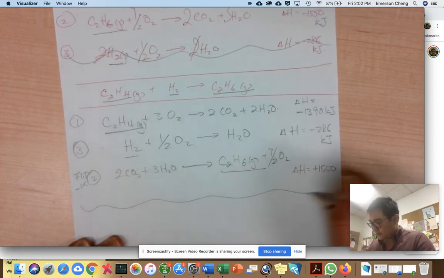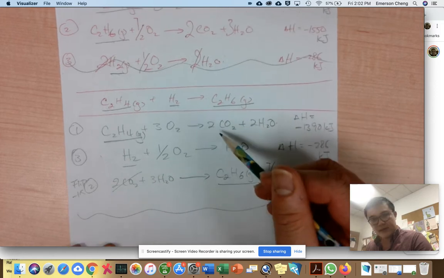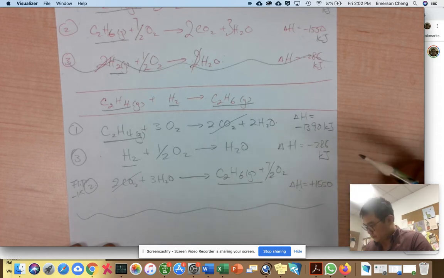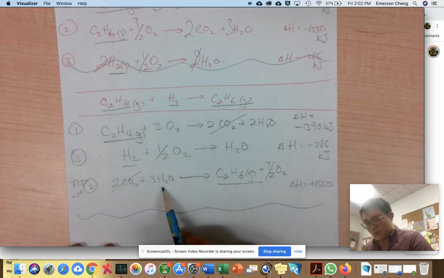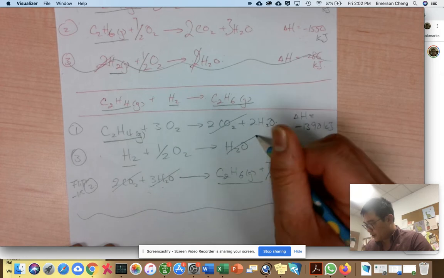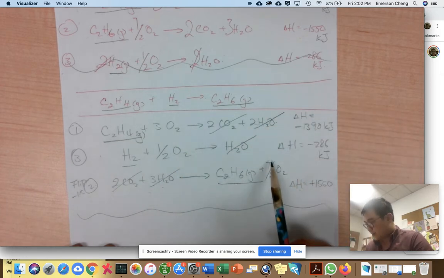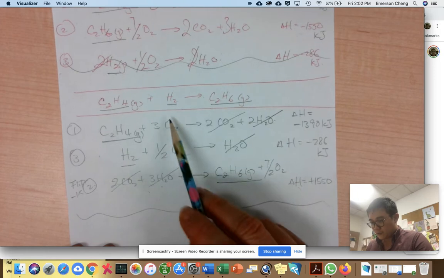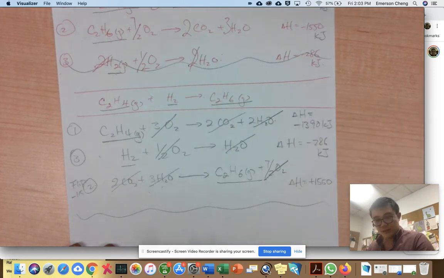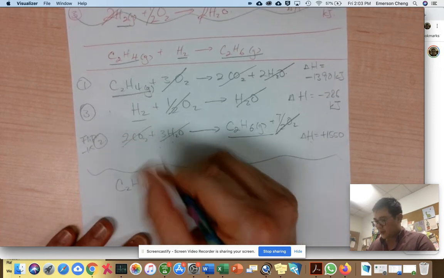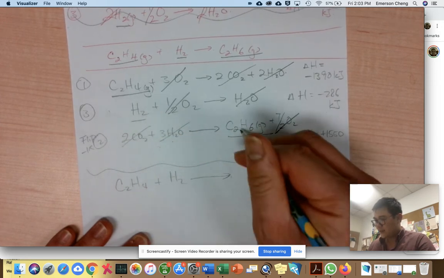So in this case, I'm going to cancel things out. 2 carbon dioxide here, 2 carbon dioxide there, that cancels out. Now, let's see. 3 water on the left. There's 1 water plus another water, 2 water, so this is 3 water, canceled out. I have 7 over 2 oxygen, which is 3.5. Oh, look, I have 3.5 on this other side, so this also cancels out. So what I have left here is C2H4 plus hydrogen gas gives you C2H6.